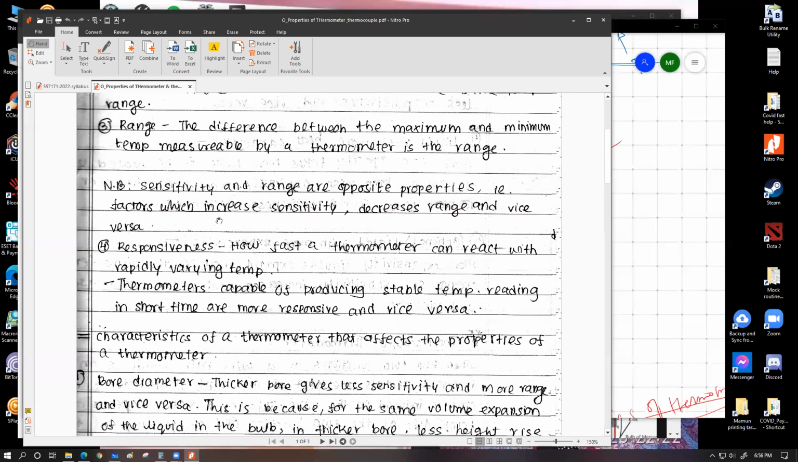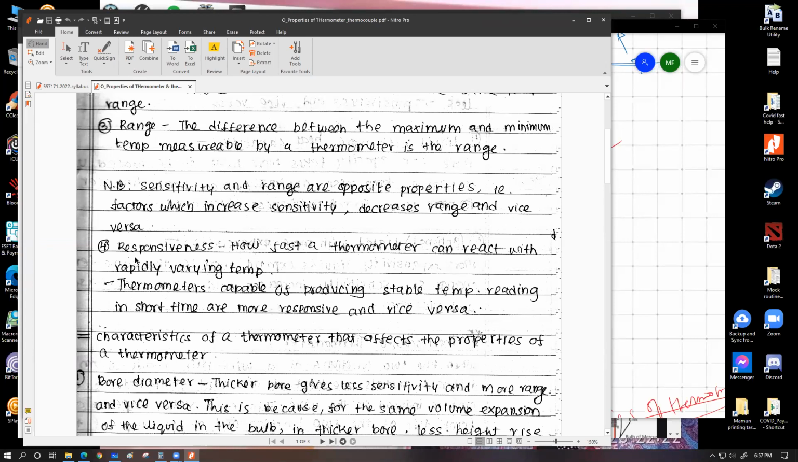That is, factors which increase sensitivity. Here I use the term factors, and in your today's discussion, I mentioned them as characteristics. You can know them. I mean, these are physical বৈশিষ্ট্য. What is the English of বৈশিষ্ট্য? Characteristics. Okay, characteristics. These are physical characteristics of the thermometer which control these properties. So we're going to see about them.